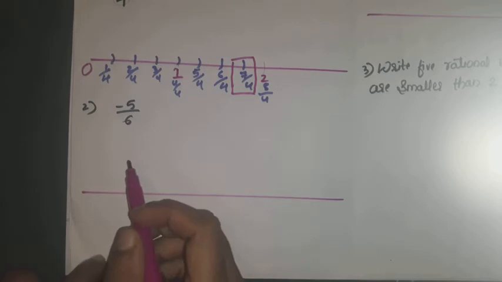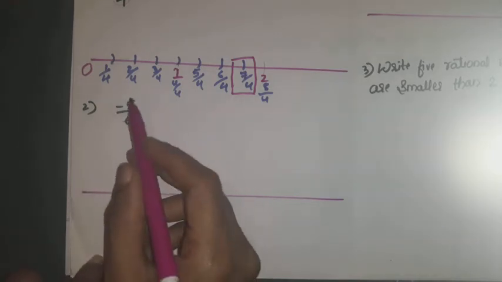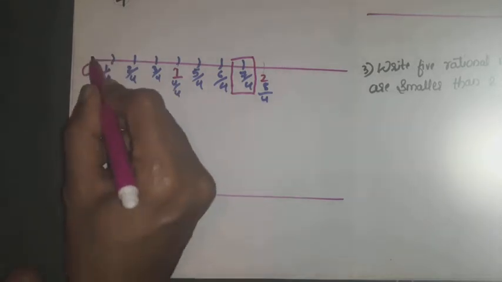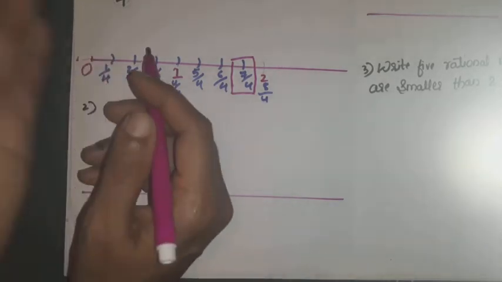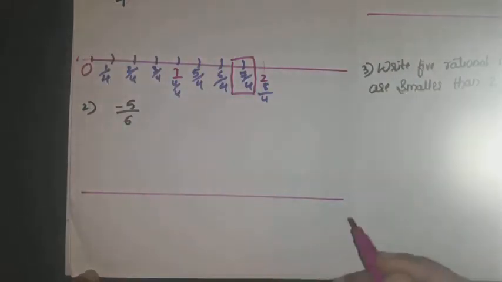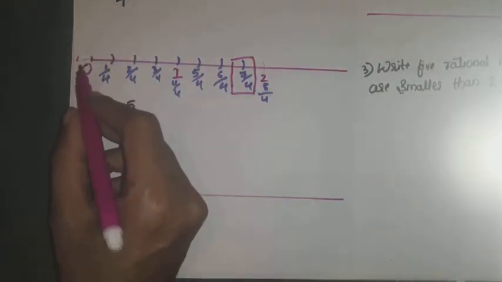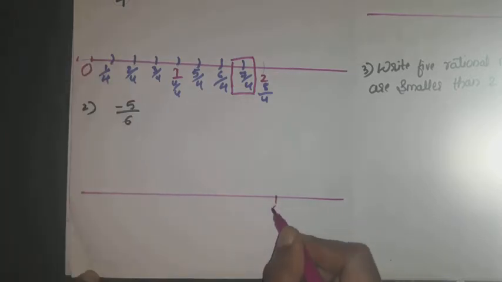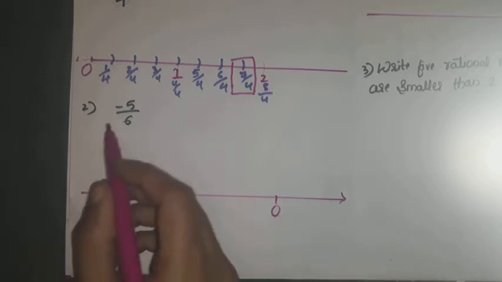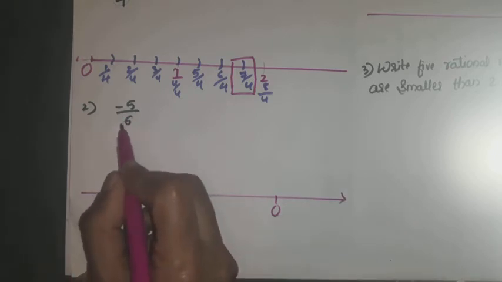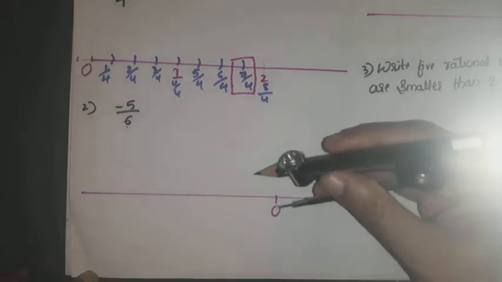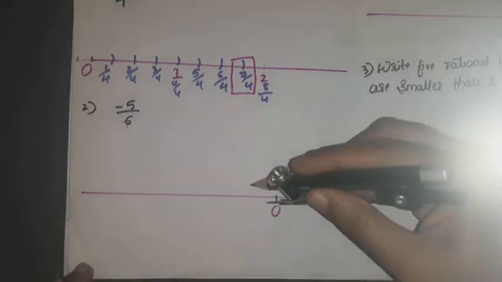The second question is minus 5 by 6. Here they have given a negative number. The negative numbers are on the left side of the 0. The right side of the 0 has positive numbers. I take the numbers on the left side. Here I take 0. Here the denominator is 6. We need to divide each number into 6 parts. So I divide using a compass.